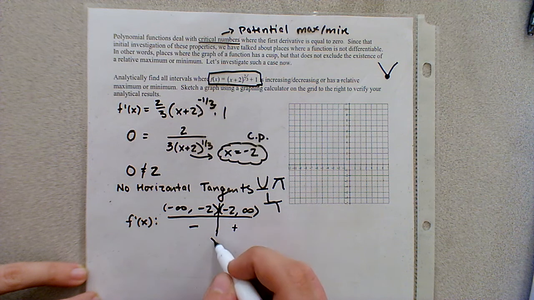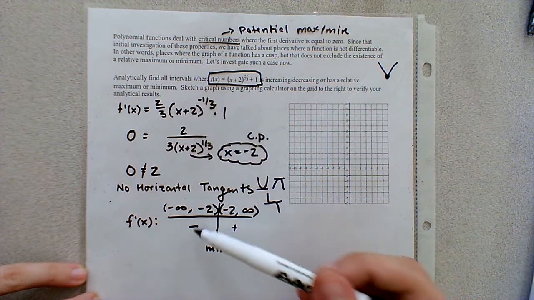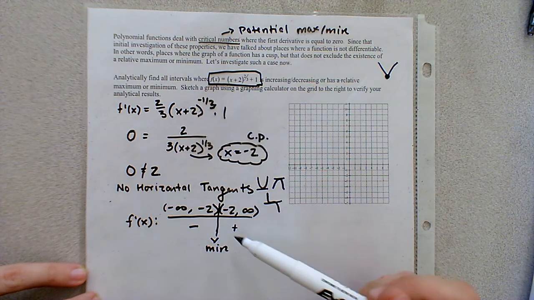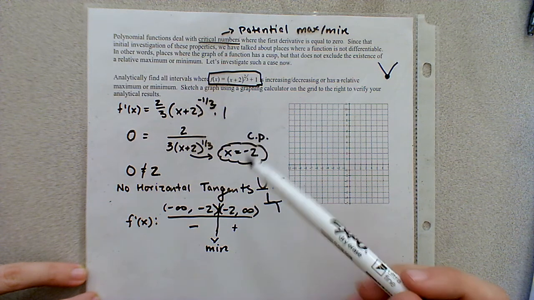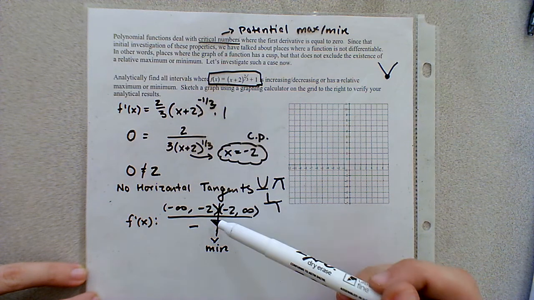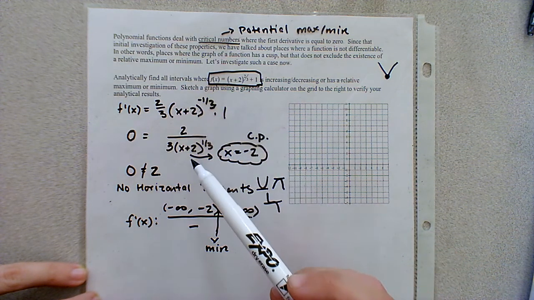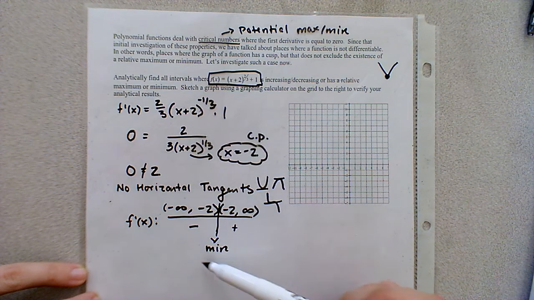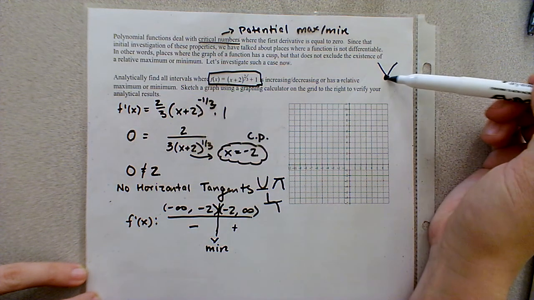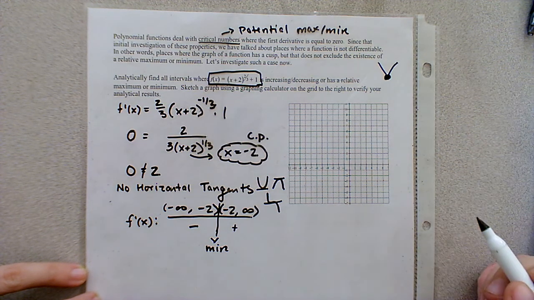So based off of our sign analysis, it looks like we should have a minimum at negative 2 because the derivative changes from negative to positive. But since this negative 2 spot was a critical point from which the derivative was undefined, there is something interesting going on here, probably like this sharp point from the absolute value.